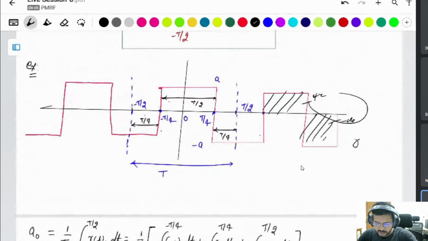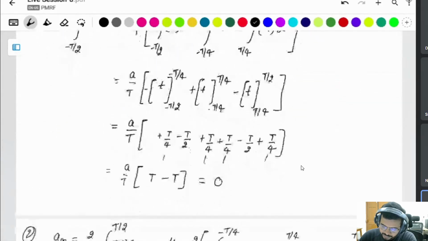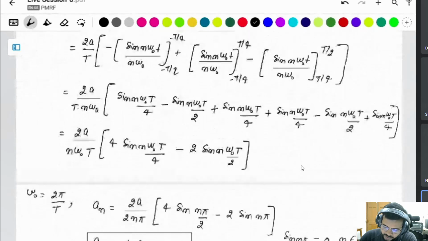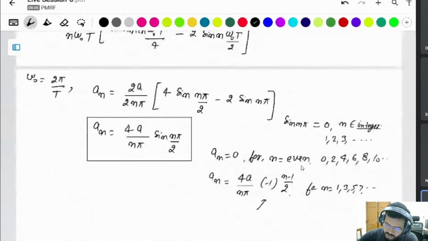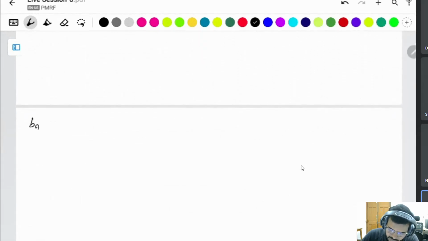For a simple rectangular waveform, a naught will be 0 because the positive and negative areas are the same. a_n can be calculated by this one. Then what happened? b_n. b_n is also calculated by 2 by T, integration from minus T by 2 to T by 2 of x(t) sine of n omega naught t dt.